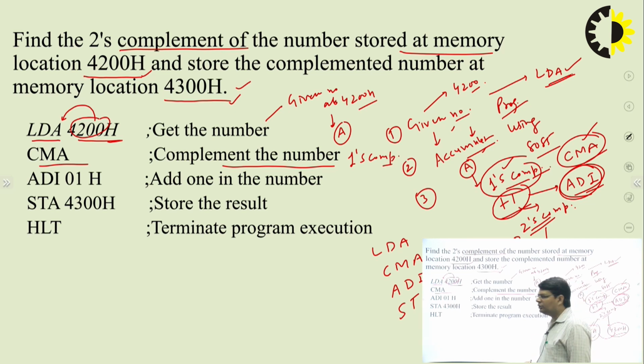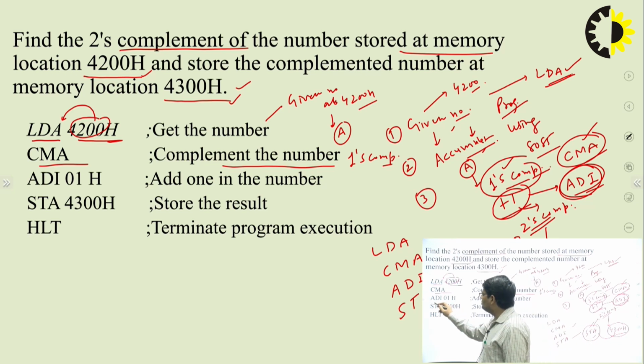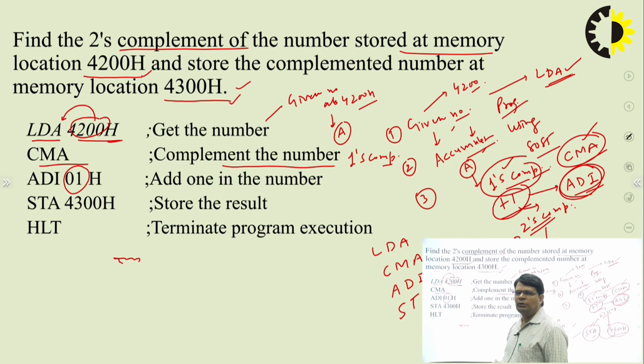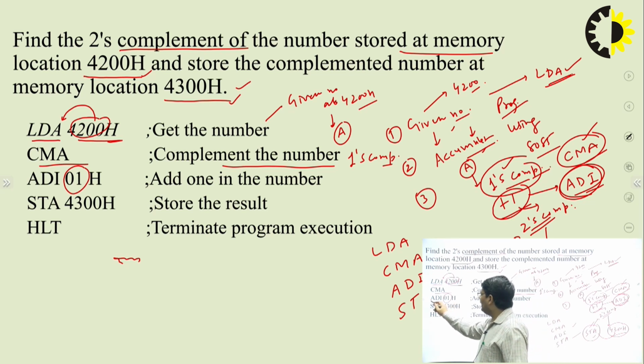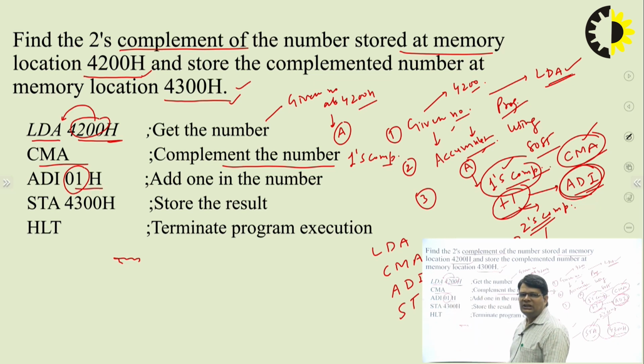Then we have to calculate the 2's complement, that is simply done by adding 1 to the ones complement. So we have to add immediately 1, so we will use add immediate 01. Immediate data 01 is added into the content of the accumulator. So this instruction will basically calculate the 2's complement.